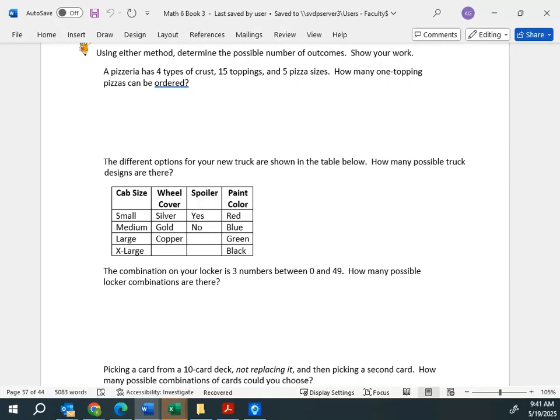Well, how many events are happening? That's the first thing we ask ourselves. What are the events happening? 4 types of crust, 15 toppings, and 5 pizza sizes. Yeah, we've got 3 different choices to make. Each choice is an event. So there are 3 events. We've got types of crust, we've got 15 toppings, and we've got 5 pizza sizes.